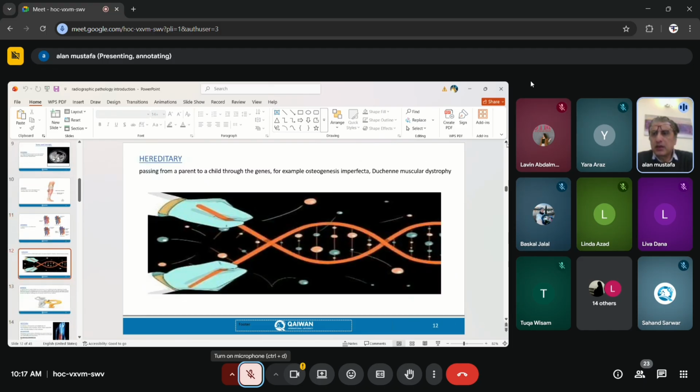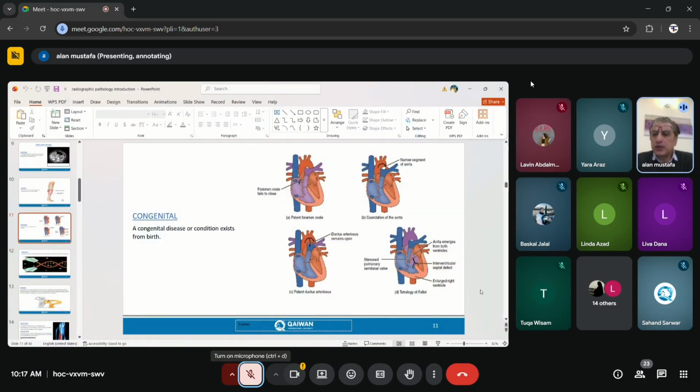Now we have something called hereditary. When we say hereditary, it means that it comes down from the parents. It comes down, the disease passes through the genes. So what is the difference between congenital and hereditary? If someone can tell me what is the difference, read both the definitions. What is the difference between congenital and hereditary?